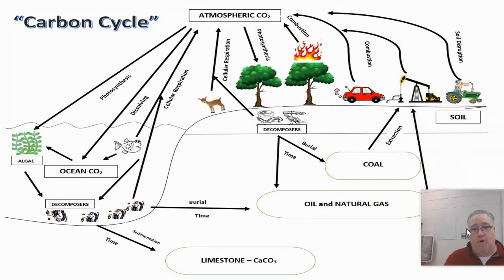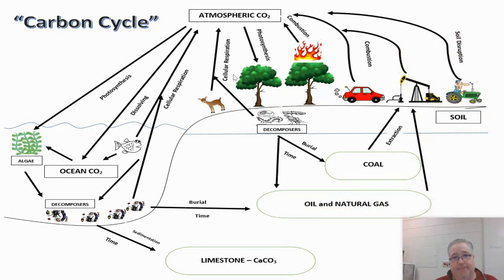Okay, now for the actual cycle. You can see there's a lot going on here, but we're going to break this diagram down into a couple of different components. On the left-hand side is the aquatic, the ocean component of the cycle. And over here on the right, we have our land-based component of the cycle. So I'm going to split this down the middle, and I want to focus first on the ocean, and then we'll come over here to the land.